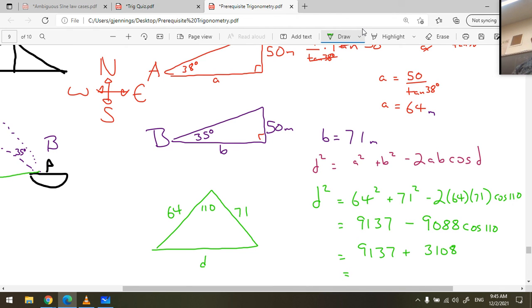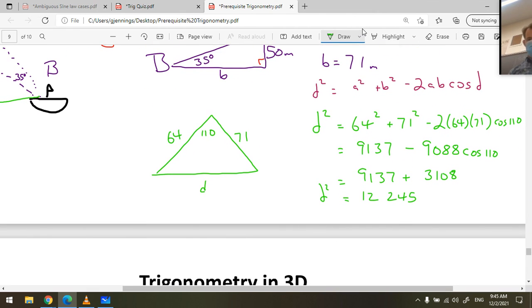I'm just going to add this. This is the distance squared, which is equal to 12,245. And now take the square root of that. And I get, it's beautiful, 111 meters.